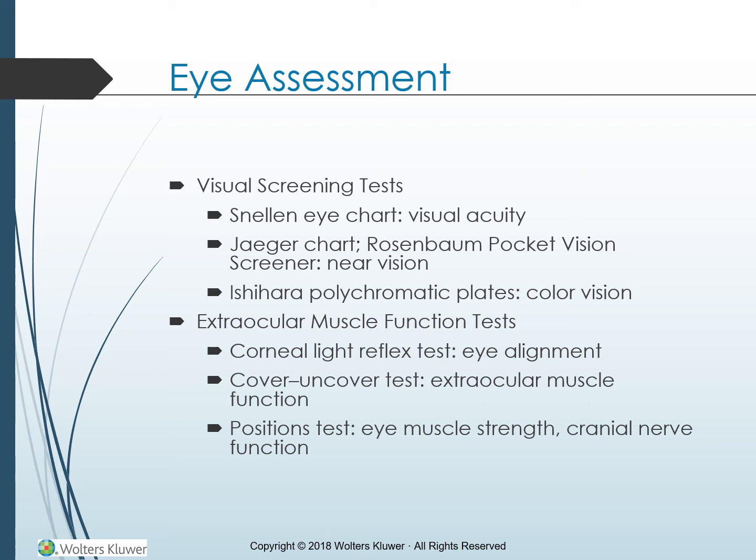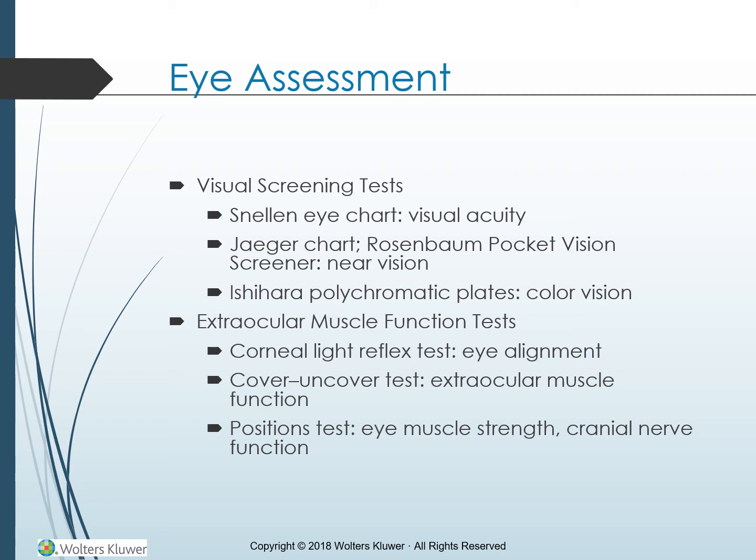Cover-uncover test. The cover-uncover test assesses extraocular muscle function. The examiner asks the client to stare straight ahead and focus on an object in the distance while covering one eye with an opaque card. As the eye is covered, the examiner observes the uncovered eye for movement. The examiner then removes the card and observes the previously covered eye for movement. The test is repeated on the opposite eye. The client's uncovered eye should remain fixed on the object in the distance, as should the eye that is covered and then uncovered. If there is movement, it may indicate a deviation in alignment and muscle weakness.